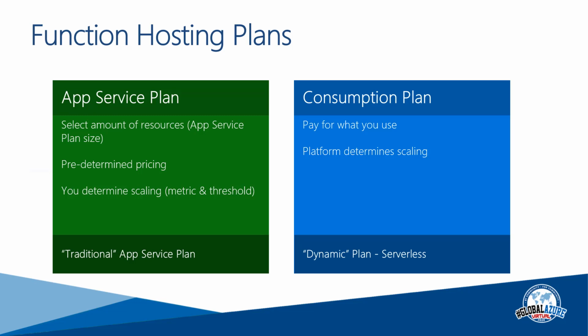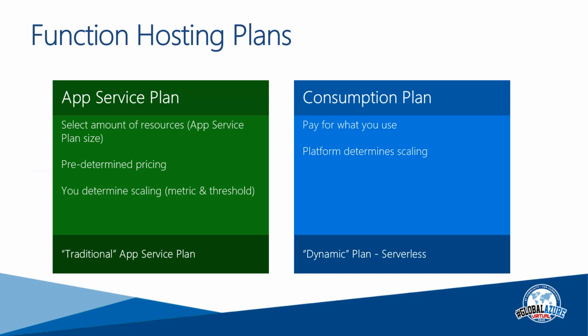Let's say that if CPU goes above the threshold of 70%, then you want to add an additional instance of your function app. Similarly, if you want to scale back in, you would also choose a metric and a threshold. So for instance, you could say that if the average CPU goes below 40% in the past 5 minutes, then go ahead and reduce the instance count by 1.